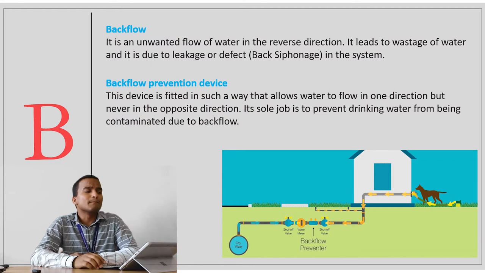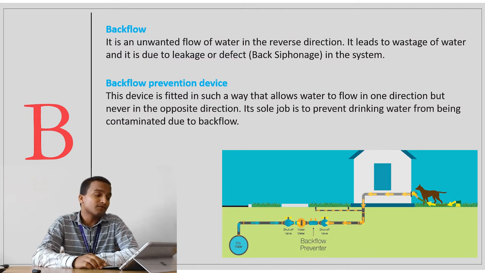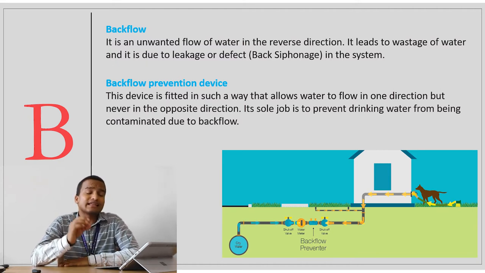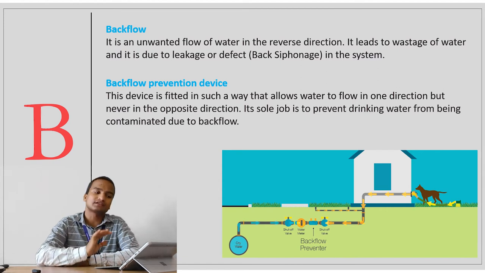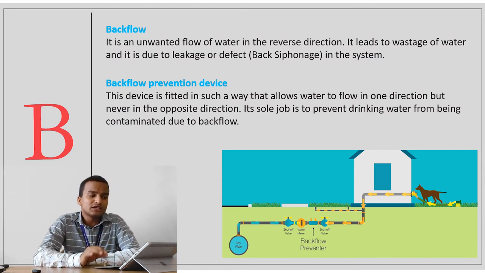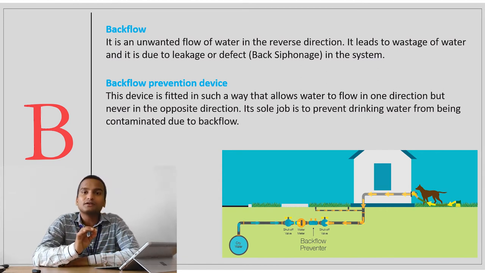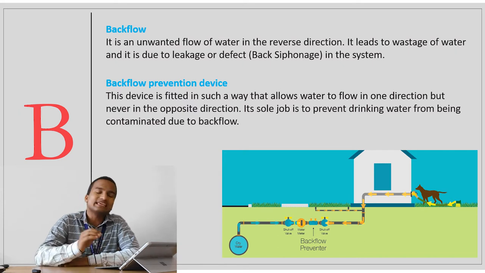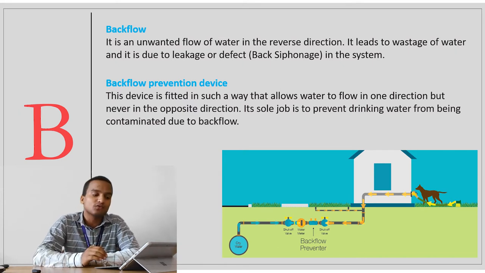Then comes backflow prevention device. There are many devices that are available to prevent the backflow. So those devices are fit in such a way that they allow water to flow in only one direction, not in the opposite direction. And its only job is to prevent drinking water from being contaminated due to backflow.